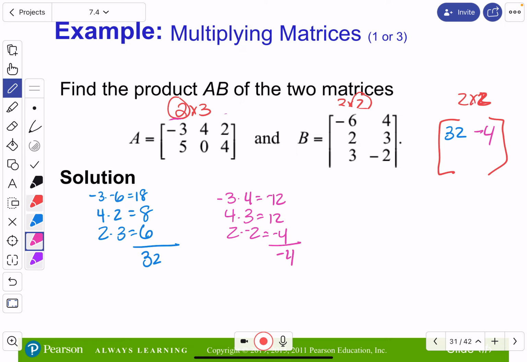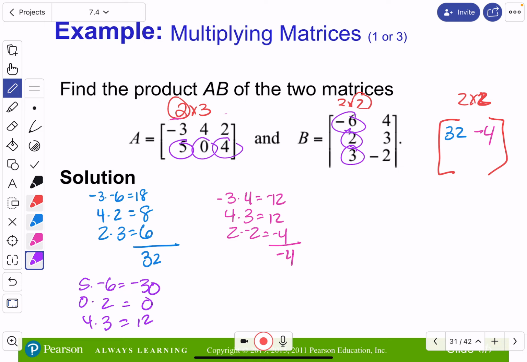Now we're going to do the bottom row. 5 and -6 is -30. 0 and 2 is 0. 4 and 3 is 12. Add those up, we get -18.